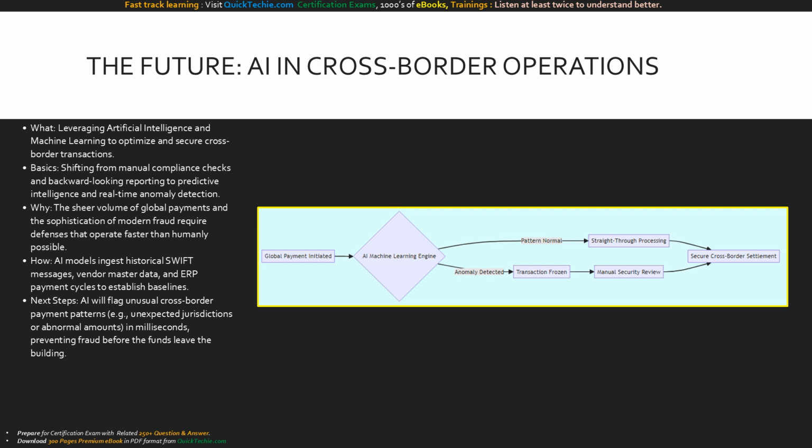How will this work? AI models are being trained on historical SWIFT messages, vendor data, and ERP cycles to understand what a normal payment looks like. Moving forward, if an invoice is submitted for an unusual amount or routed to an unexpected foreign jurisdiction, the AI will detect the anomaly and freeze the transaction instantly, preventing fraud before the funds ever leave the building.